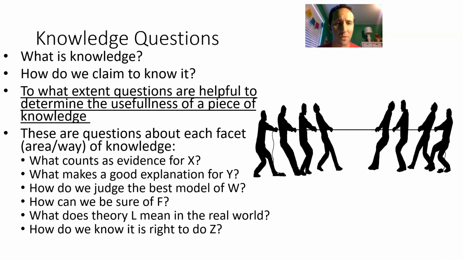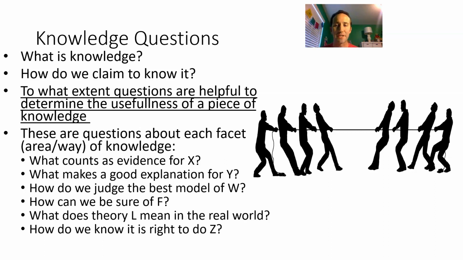Some of the big questions that we're going to analyze are, such as, what is knowledge? How do we claim to know a thing? "To what extent" questions are probably the most common in IB. They pop up a lot, and they're helpful to determine how useful a piece of knowledge is. It helps us look at the scale of a thing, instead of it's black or it's white, we're going to say, no, it could be somewhere in between. And let's talk about how useful that knowledge can be.